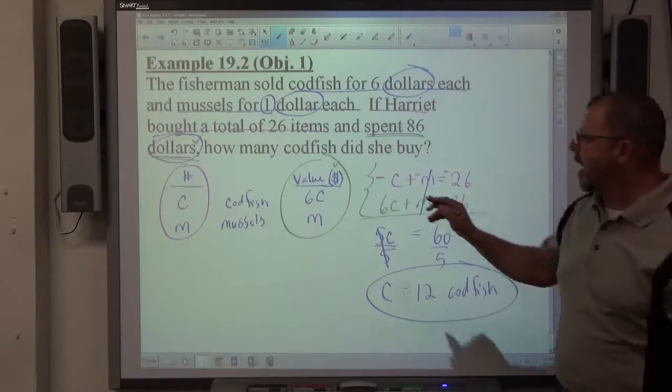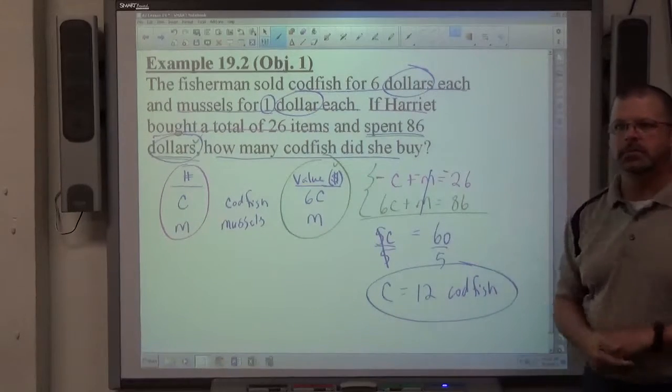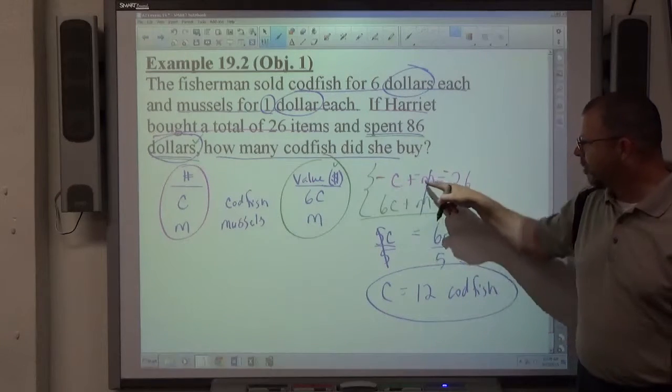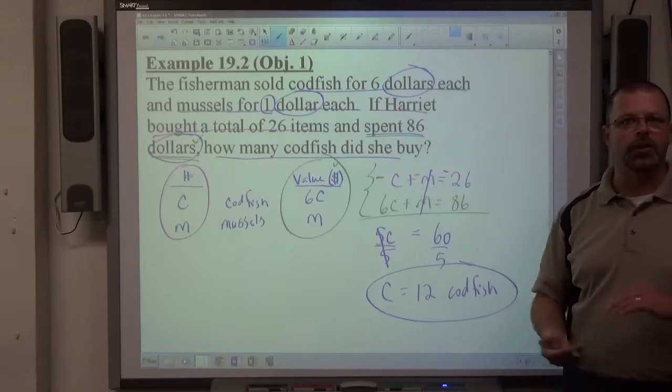Notice the question asked me how many codfish she bought, so I'm done. Didn't even ask about mussels. Oh, okay. If you wanted to find it, there's 14 mussels, right? Really simple. There's supposed to be 26 items, 12 of them are codfish, so obviously 14 are mussels.